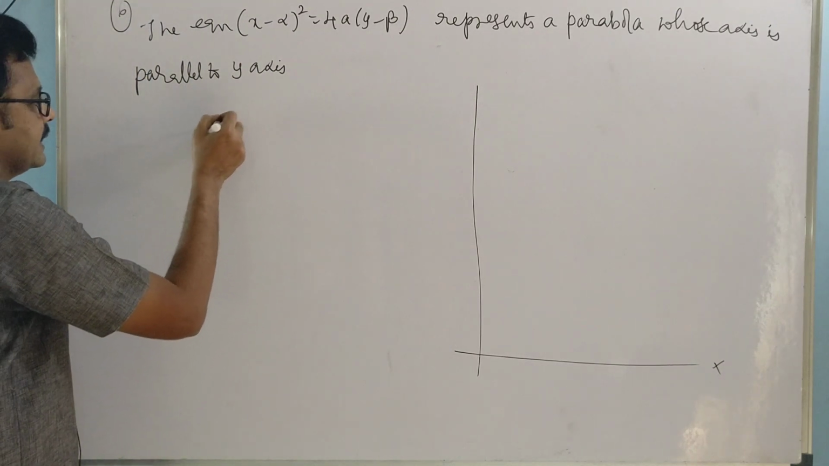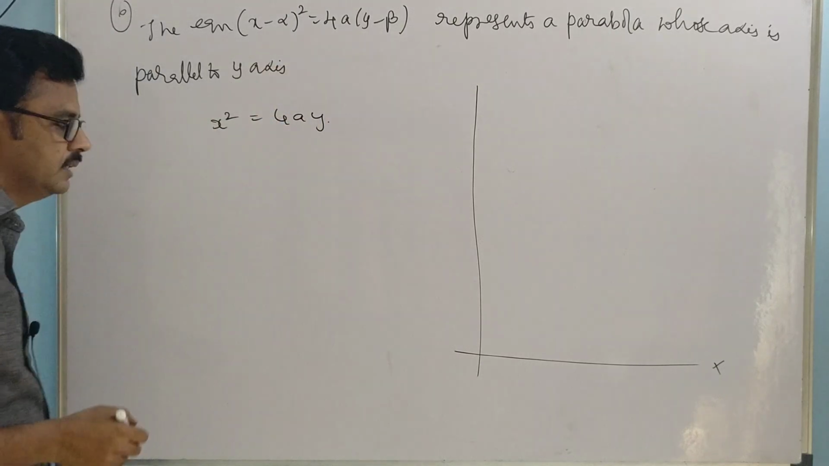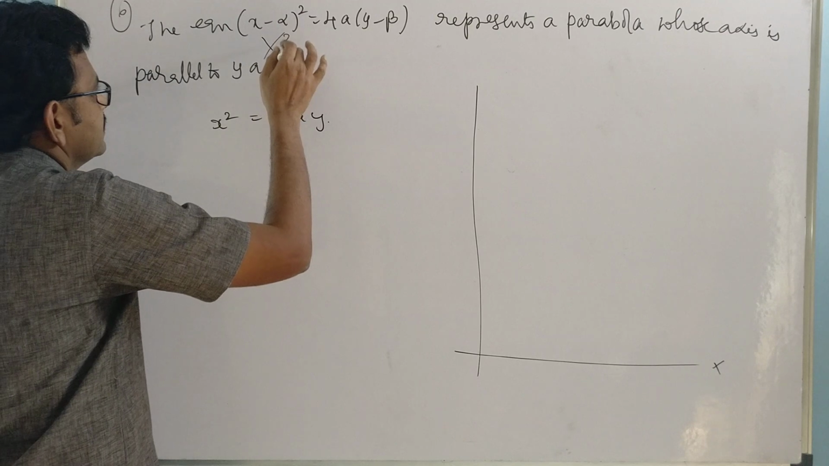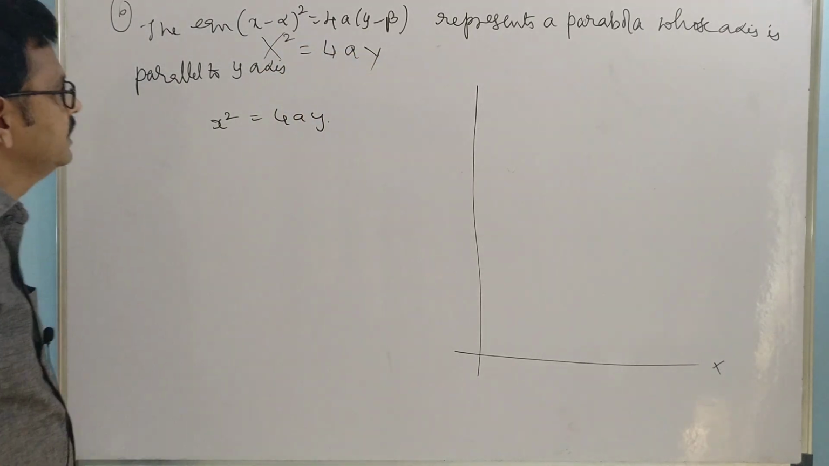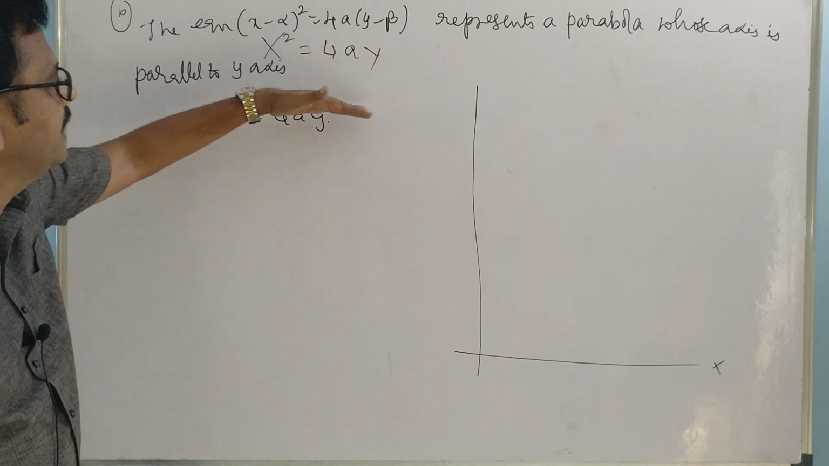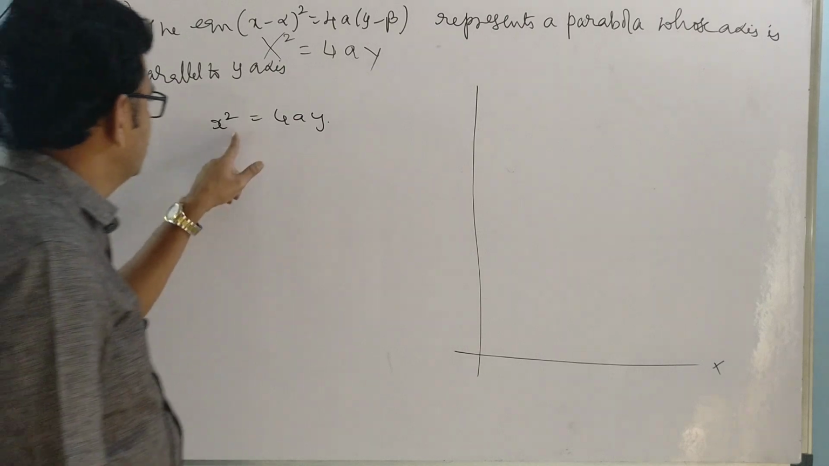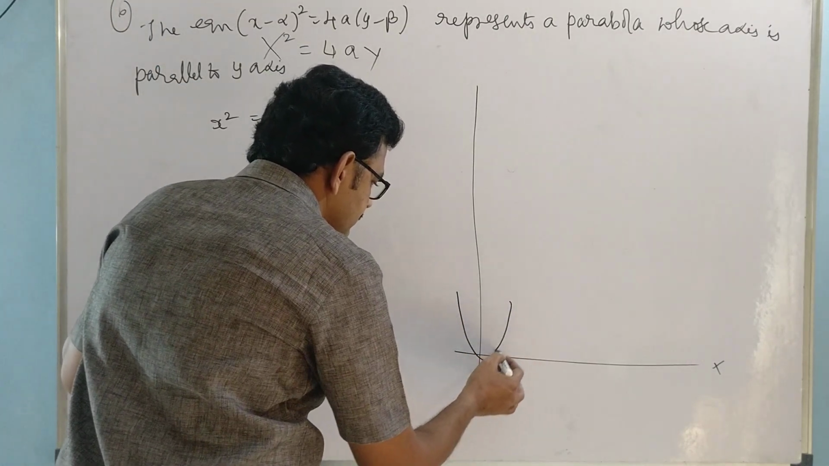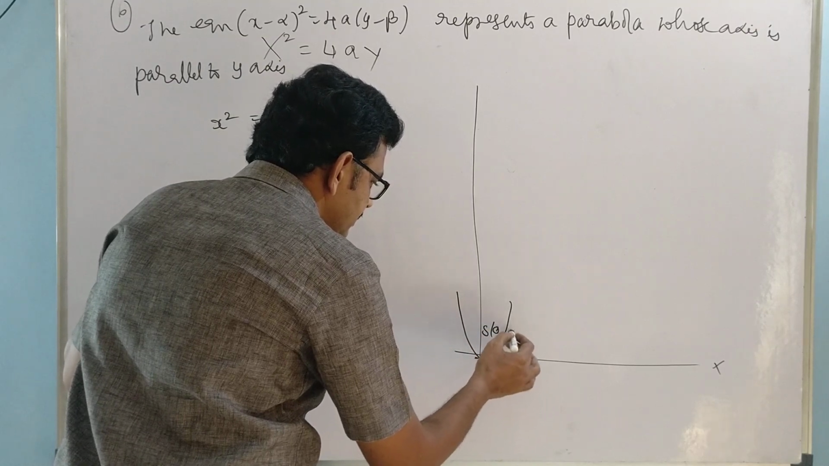You know, x square is equal to 4ay. This is of the form x square equal to 4ay, a parabola symmetric about the y-axis. The parabola is like this. This is a, this is S, S is (0, a).